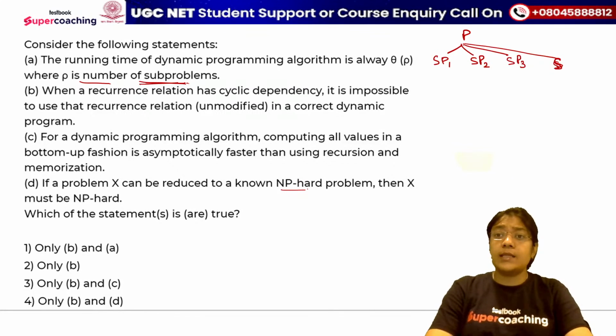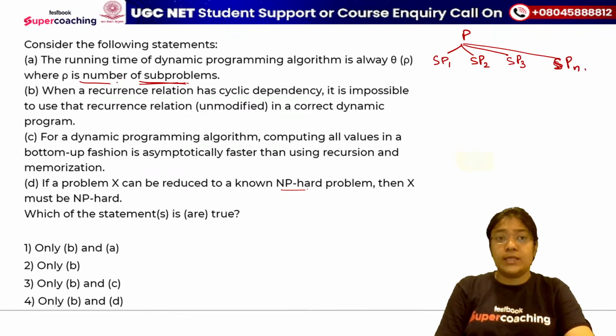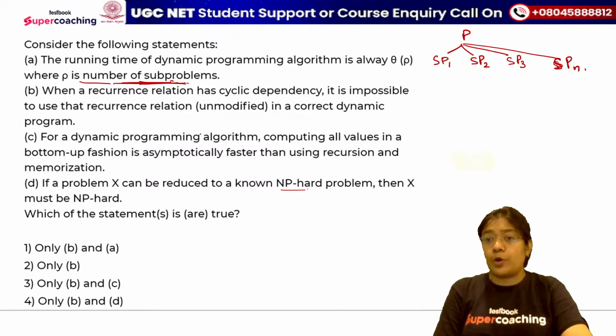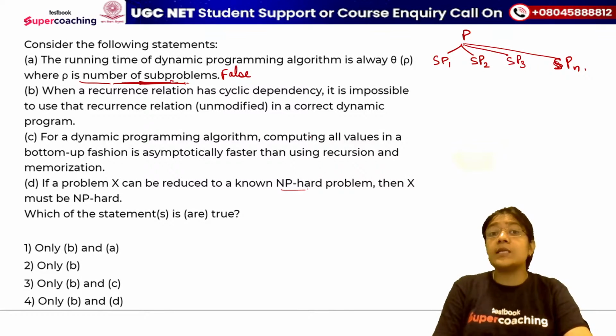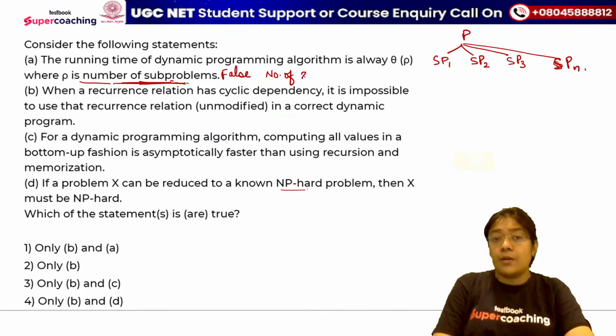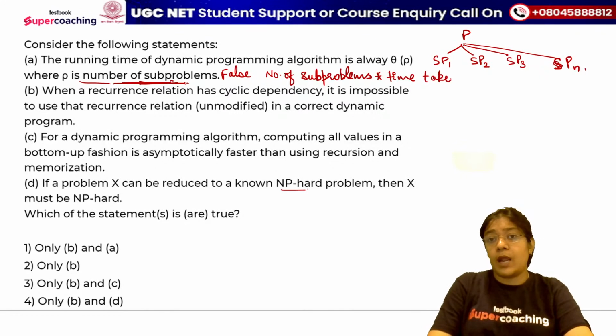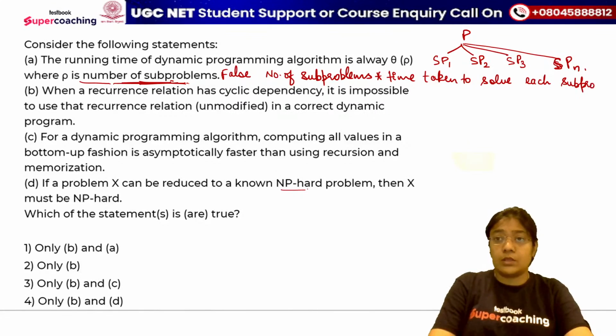It is saying that the time complexity depends only on the number of subproblems. Obviously, it does not depend only on the subproblems. The statement is false. What does it depend on? It depends on the number of subproblems into the time needed to solve each problem, the time taken to solve each subproblem. So the first statement is incorrect.